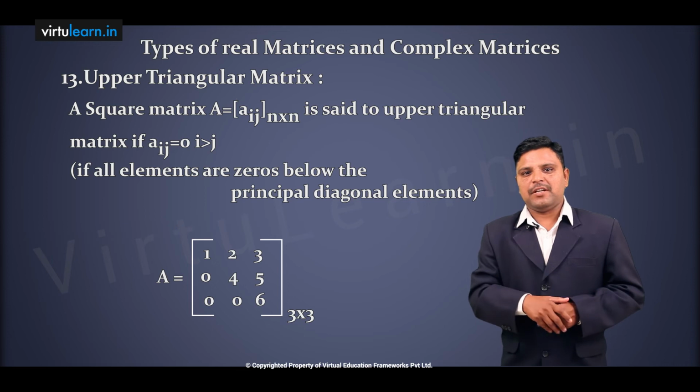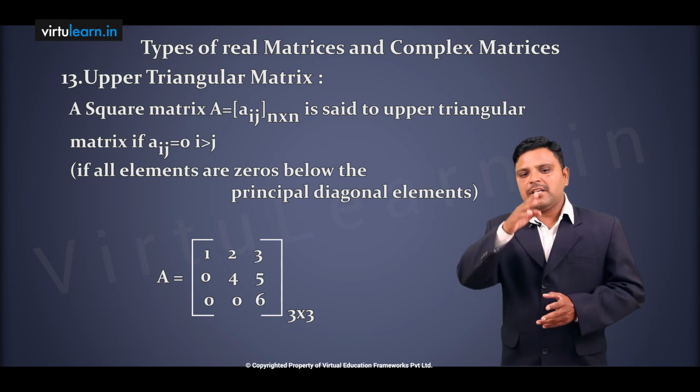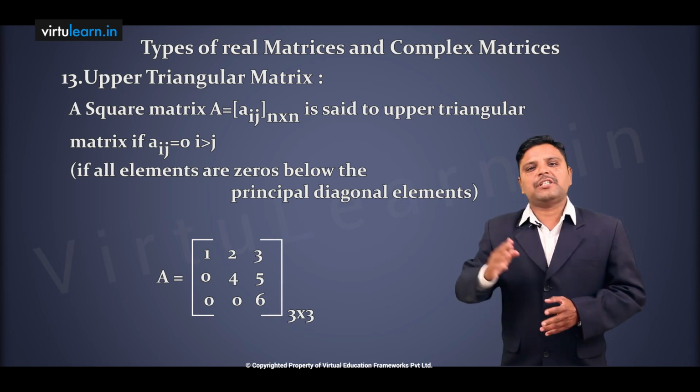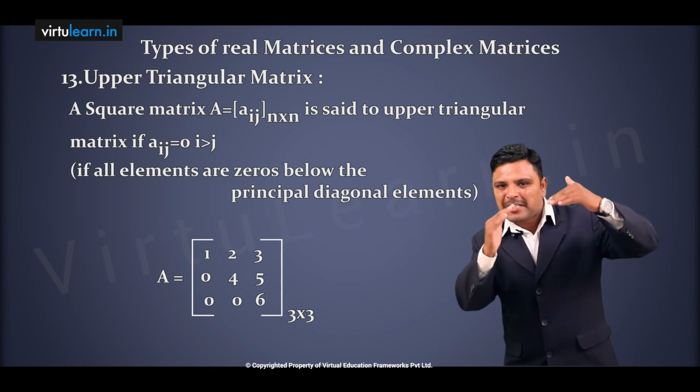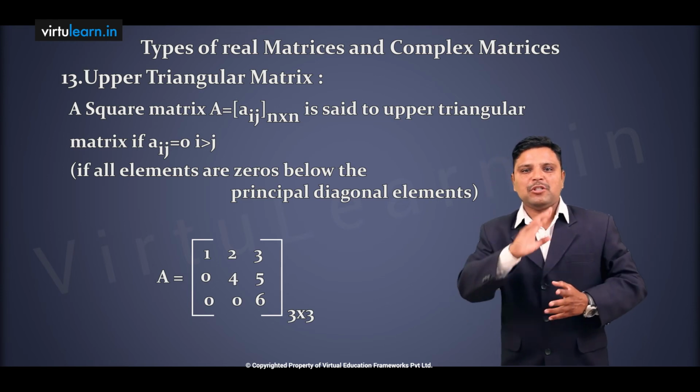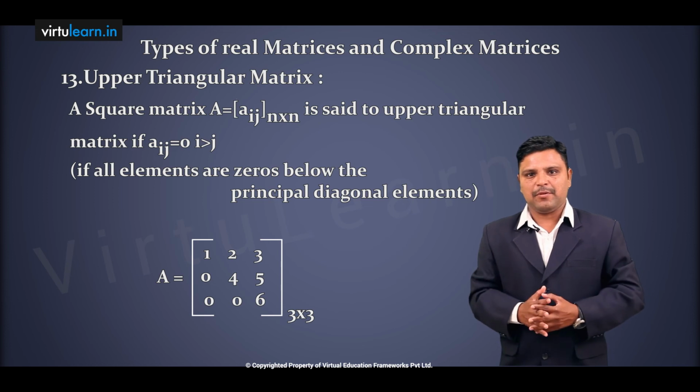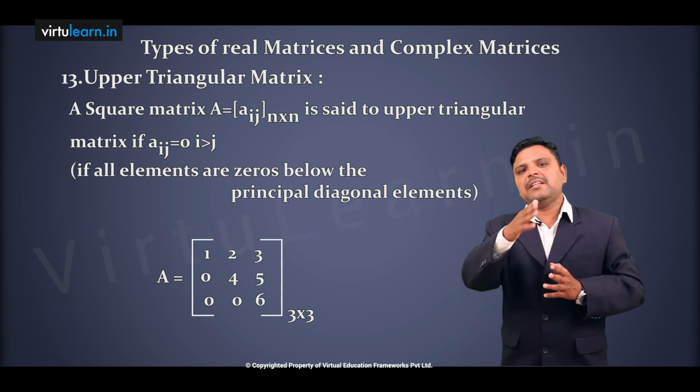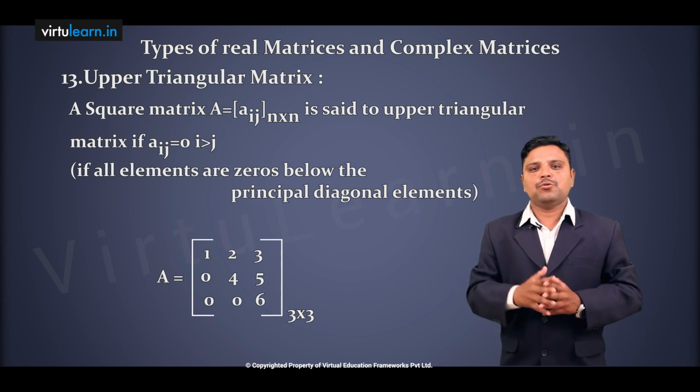This is the actual definition. If it is a square matrix, then observe this one. 1, 4, 6 is the principal diagonal. Below that principal diagonal, every element is 0. You observe this example. If it is a square matrix, it is applicable. If it is a rectangular matrix, then you have to follow that definition: Aij equal to 0, i is greater than j.